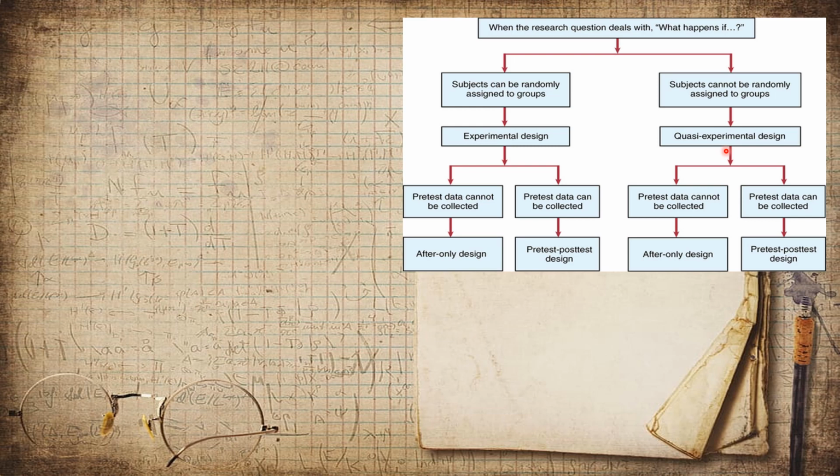But we also have this after-only design and pretest post-test design. In experimental design, if you cannot collect pretest data, then it is an after-only design. But if you can collect pretest data, it is a pretest post-test design. Same with quasi-experimental design. If you can collect pretest data, it is a pretest post-test design. And if you cannot collect pretest data, it is an after-only design. So quasi-experimental design, particularly pretest post-test design or after-only design.